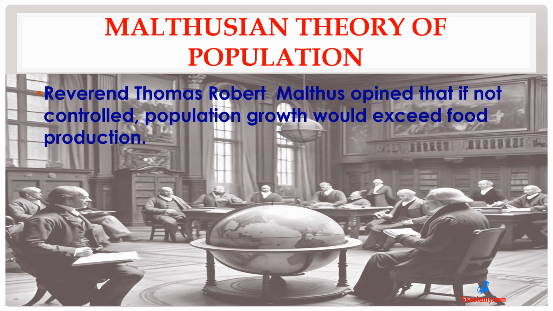Reverend Thomas Robert Malthus said that the population grows at a geometrical progression, while food production grows at an arithmetic progression. He thought that if population growth were not controlled, it would exceed food production. This would cause hunger and a low standard of living. The Malthusian theory was criticized because Malthus did not envisage that technology could be used to boost food production. Also, the population growth in developed countries does not exceed the rate at which food is produced. Some are experiencing a declining population.